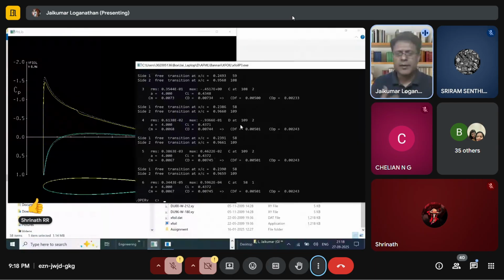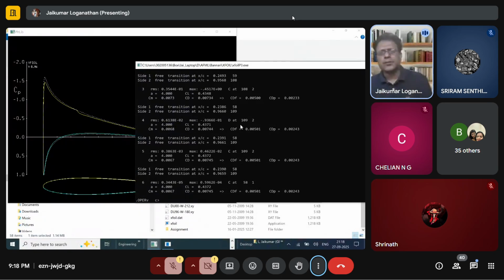Imagine how much time it would take in a wind tunnel to measure these parameters. Right? You have to fix the model, run the tunnel, take the pressure readings. Once again, then change the angle of attack of the model. So this is a very handy tool.